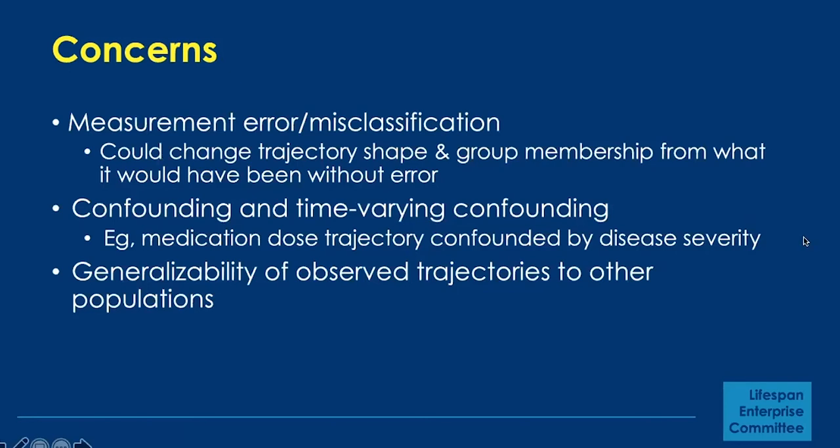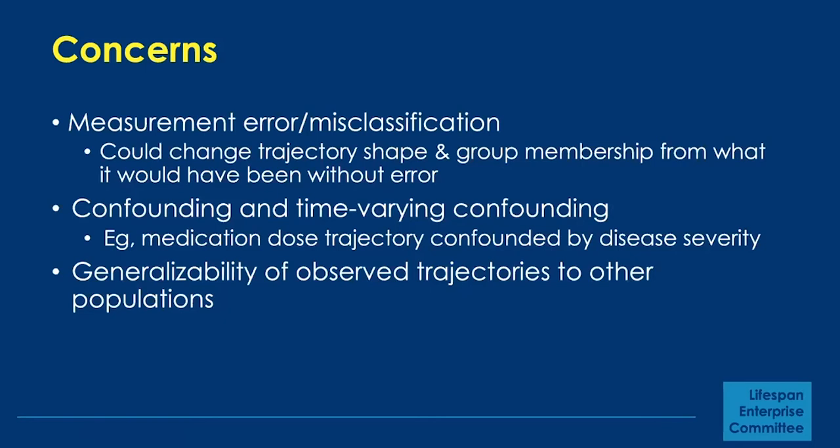And I just want to briefly touch on some of the concerns when using trajectory analysis. Unfortunately, this doesn't give us a pass on all the typical concerns that we usually have about bias. Measurement error can be a concern, and it could change trajectory shape and group membership from what it would have been without error. Confounding and time varying confounding can be a really big concern.